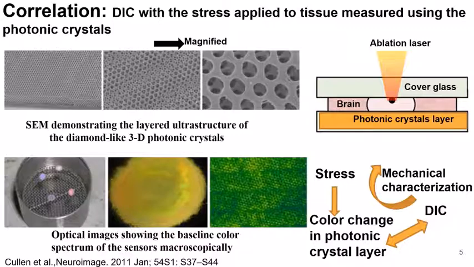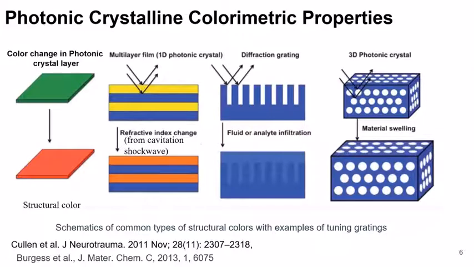We can correspond color changes in photonic crystals with changes in stress induced by cavitation events. Thus, we can correlate the tissue displacement measured from DIC with the stress applied to tissue measured using the photonic crystals. Photonic crystalline colorimetric properties are an inherent consequence of the periodic modulation of refractive index arranged in 3D, where interference of the light waves leads to stop photonic band gaps.